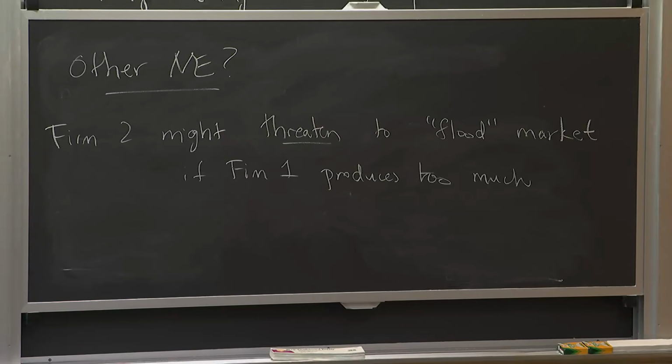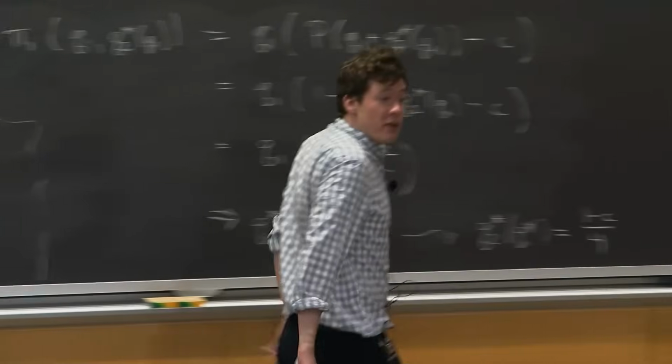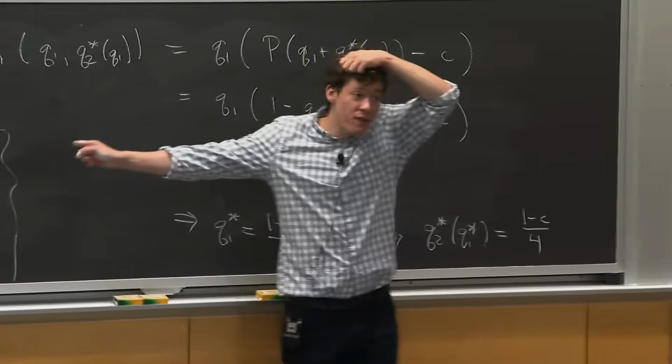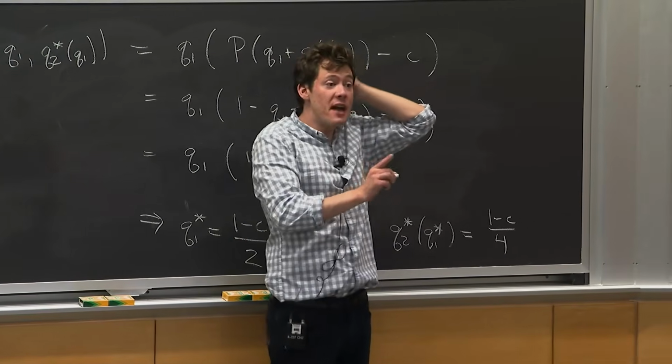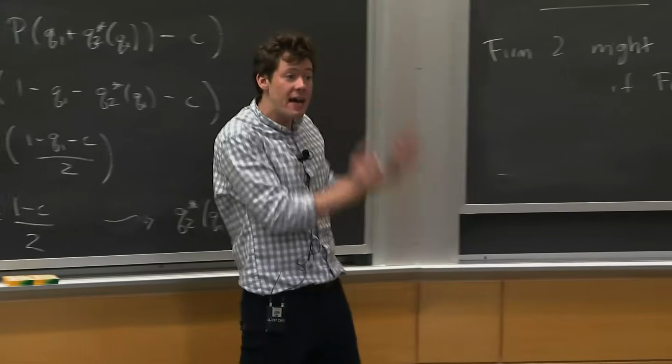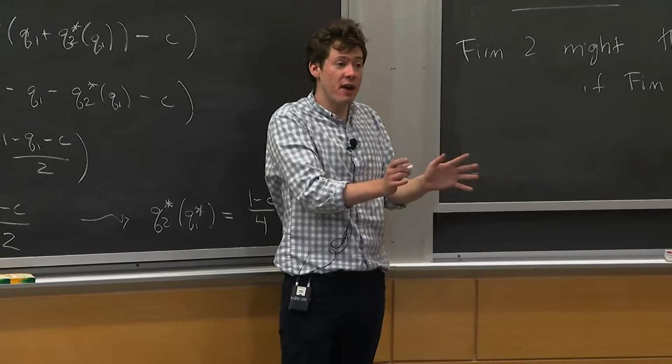Because firm 2 loses money by flooding. So this will not be a credible threat. That's why it didn't survive our backward induction procedure, but it will be a Nash equilibrium. So what I want to illustrate is how a Nash equilibrium can involve non-credible threats.